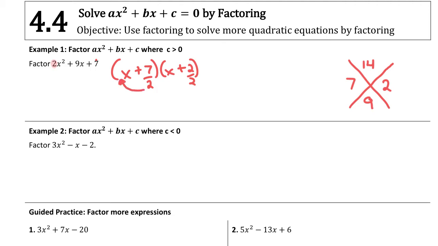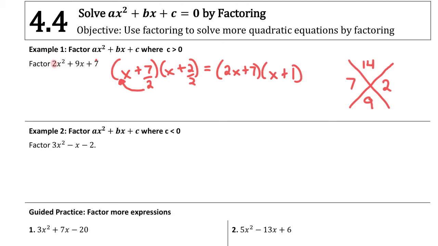So I'm going to multiply 2 on the front of this expression. So I have 2x plus 7. And then I can simplify 2 over 2, so 2 over 2 is 1. So it's 2x plus 7 times x plus 1. And if you use that double distribution, you can double check to see that you factored it correctly.